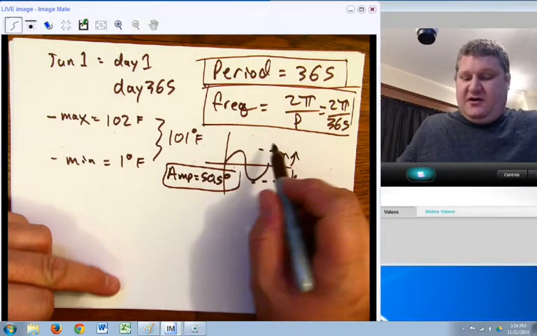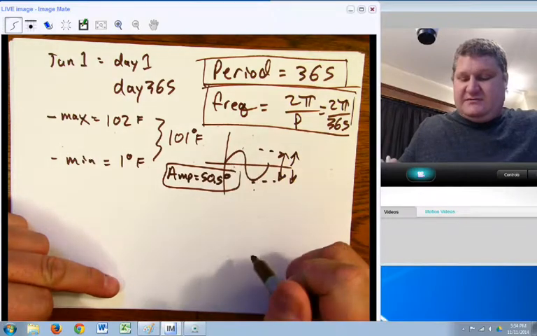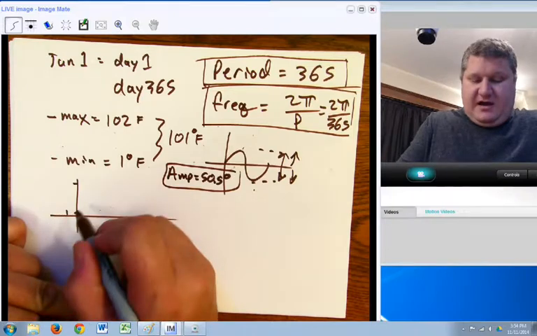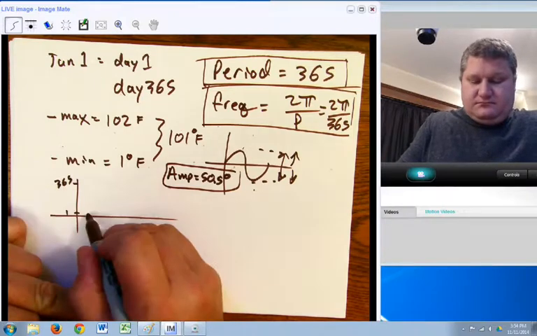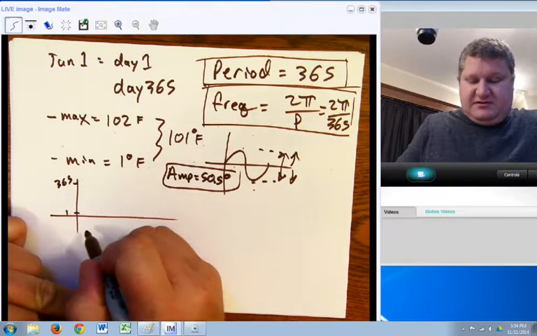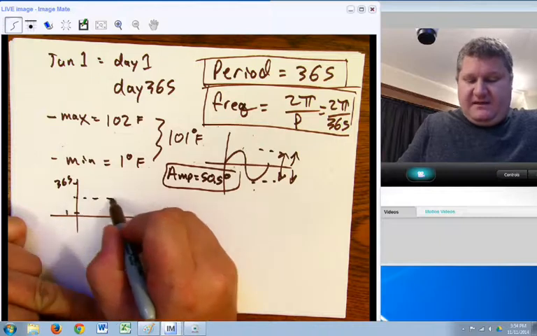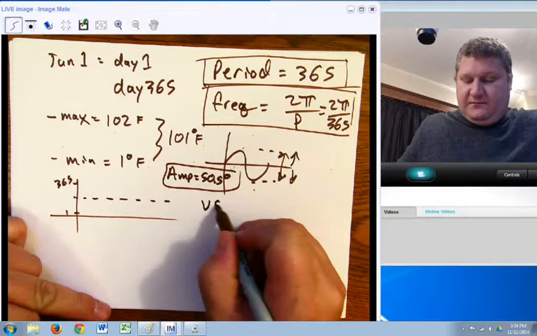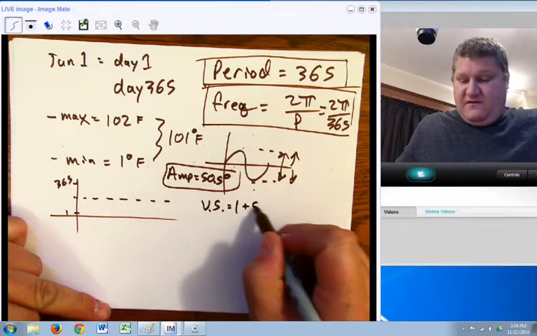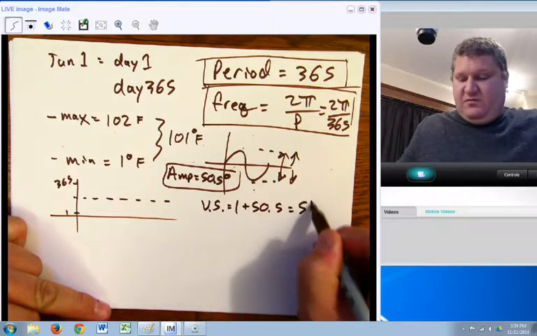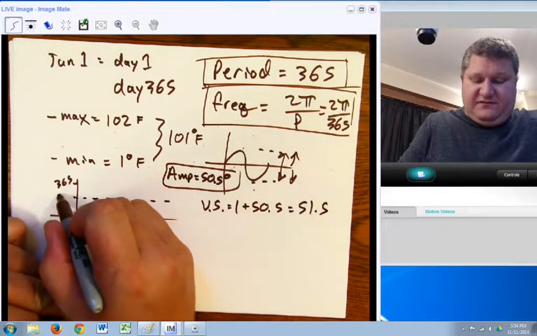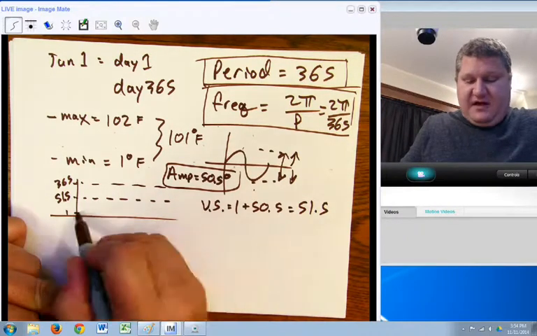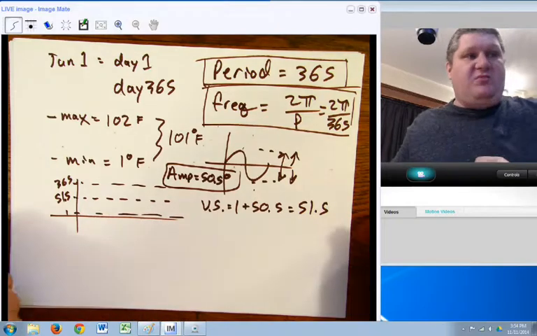So now if you have those pieces of information, you can also now find the vertical shift. Because in our case, it's actually going to hit bottom at 1, and it's going to hit top at 365. So the middle is actually going to be 1 plus 50.5, or 51.5. So your vertical shift is 51.5. At that point, we now have a top, a bottom, and a middle, and we're almost home.